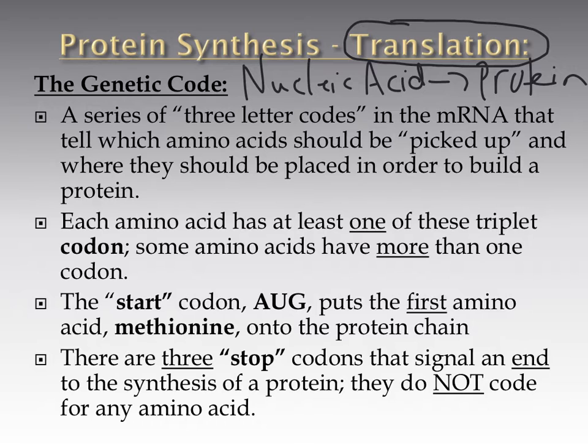Starting from the beginning, there's a specific start codon. We call these 3-letter codes codons. Every 3 letters in the mRNA codes for one amino acid. Some amino acids have more than one codon, but every single translation is going to start with AUG. That's the first codon that's going to be read in an mRNA molecule, and that is going to begin the process of translation.